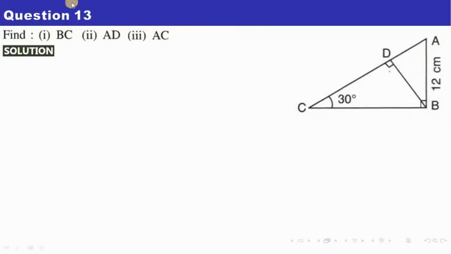Let's continue with question number 13 today. The question says, find BC, AD and AC. Your corresponding diagram is given out here. First we need to find BC. So let's see, where is BC? BC is out here.